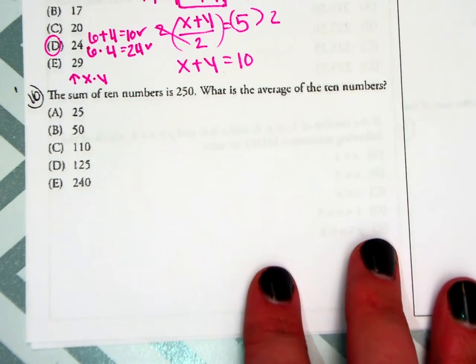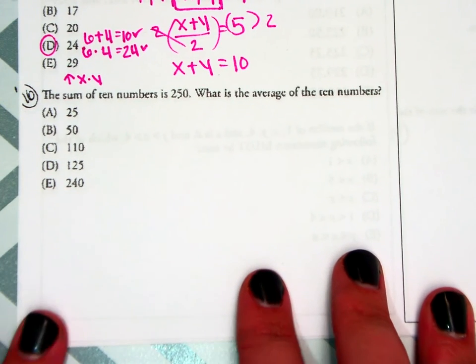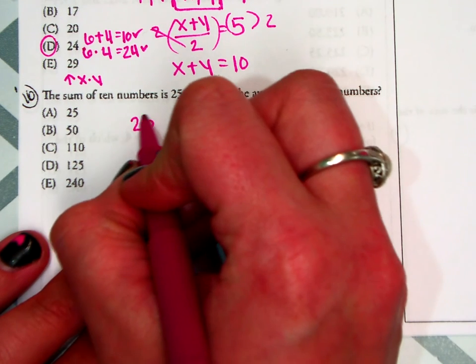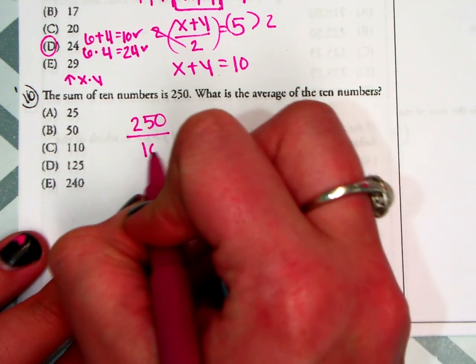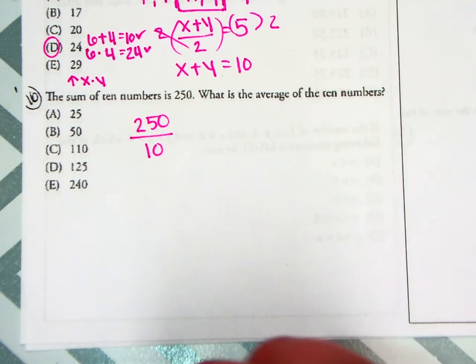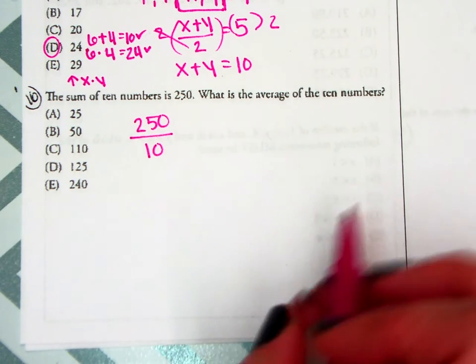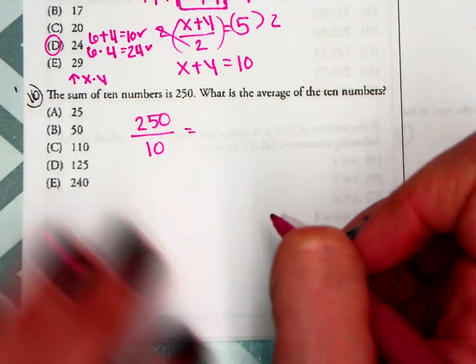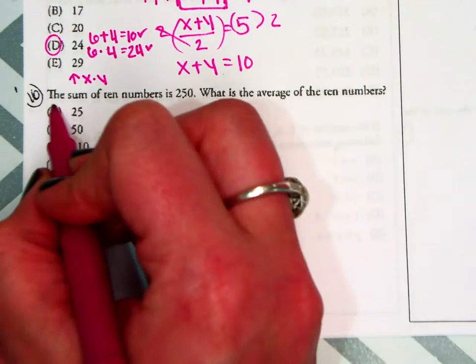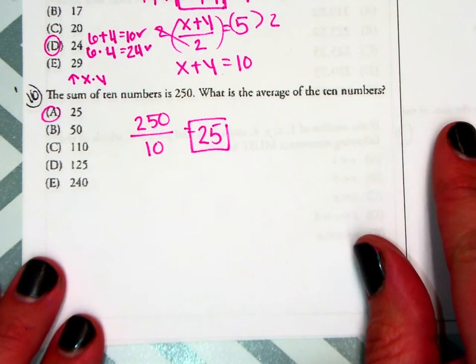Number 16, the sum of 10 numbers is 250. What is the average of those 10 numbers? Well, if the sum is 250, it goes on top. The number of numbers goes on the bottom. So we're adding 10 numbers. To find the average, I would do 250 divided by 10, which is 25. Option A. Basic average problem.